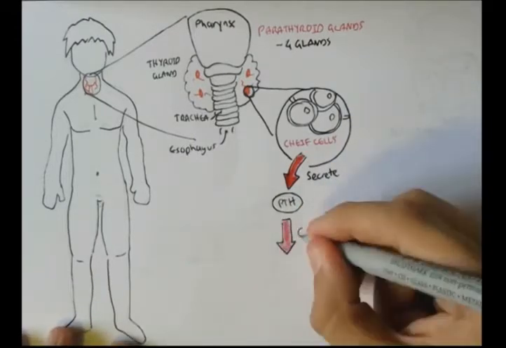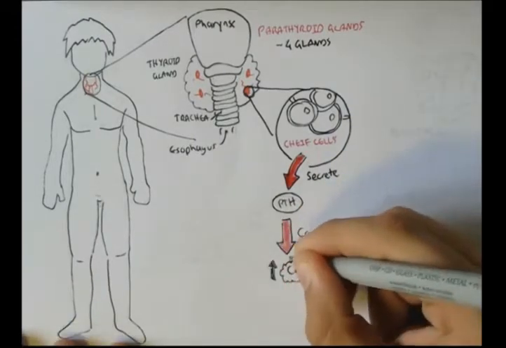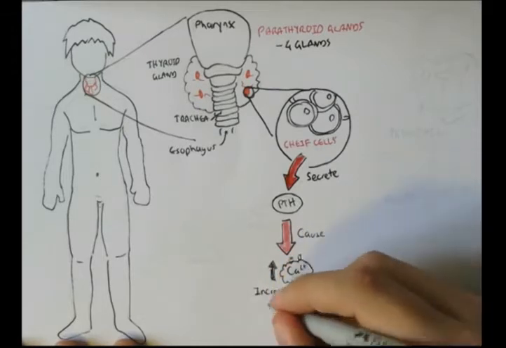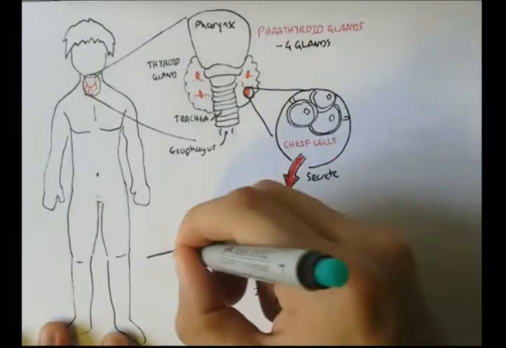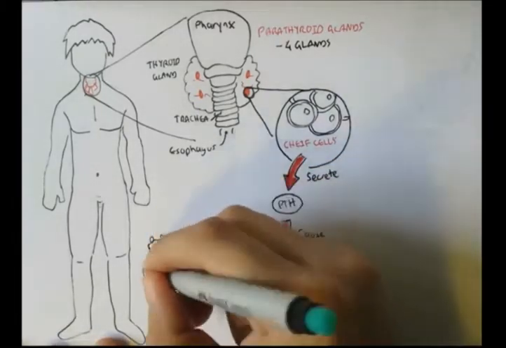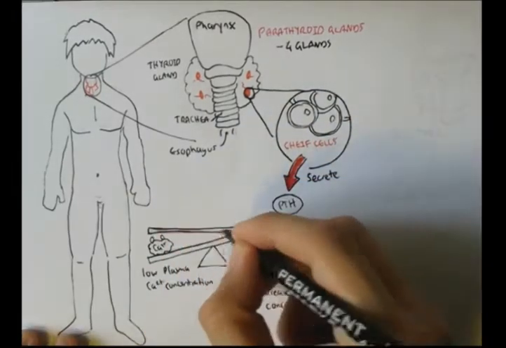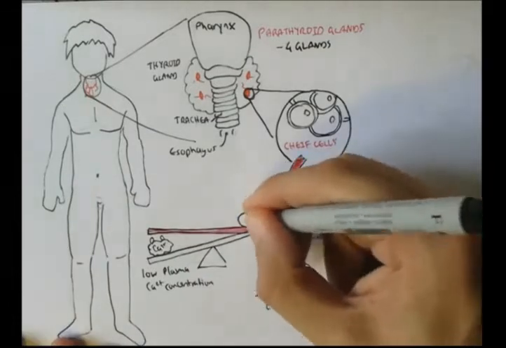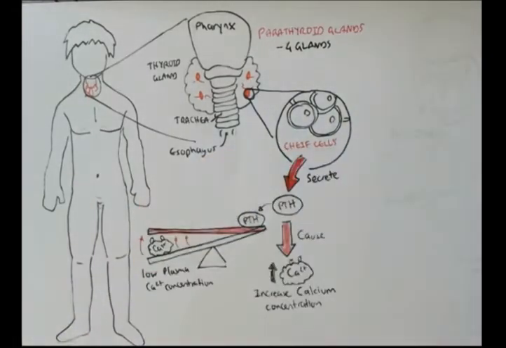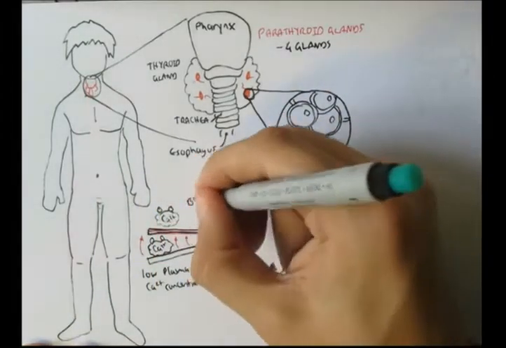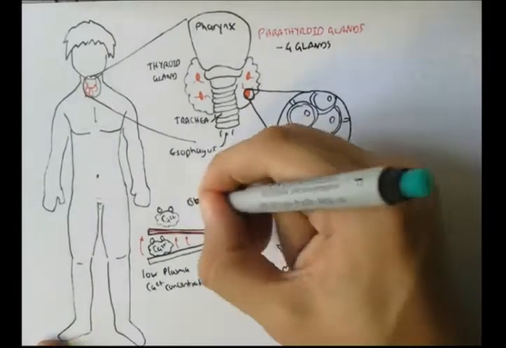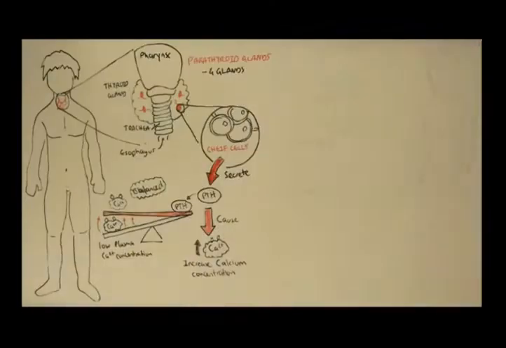The parathyroid hormones help increase calcium concentrations when it senses low concentrations of calcium in the plasma. So for example, we have low amounts of calcium in the plasma. The parathyroid gland senses this and secretes the parathyroid hormone, which will then increase calcium concentrations, bringing the calcium concentrations back up to equilibrium. Now let's look at the second hormone.